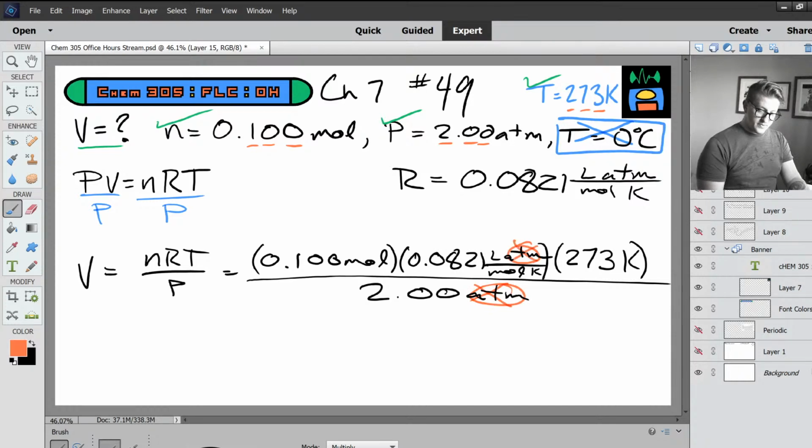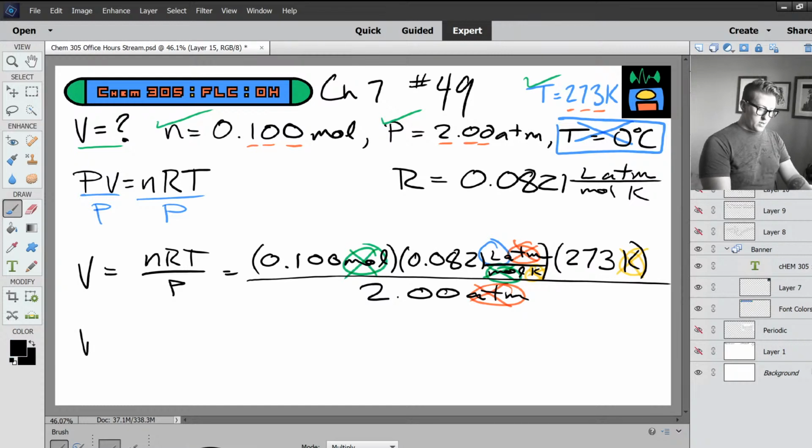Atmospheres cancel with atmospheres. Kelvin cancels with Kelvin, and moles cancel moles, leaving us exclusively with liters, right? Our volume unit. So now we can crunch our numbers, and we have 0.100 times 0.0821 times 273 divided by 2.00.